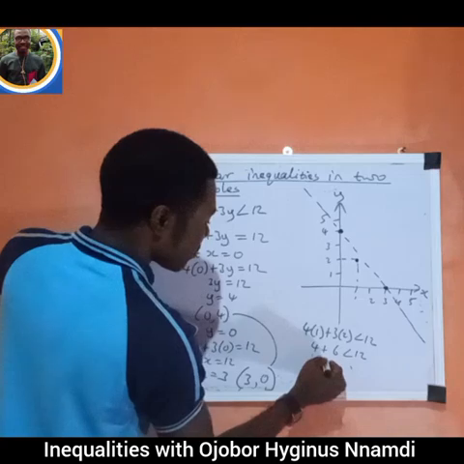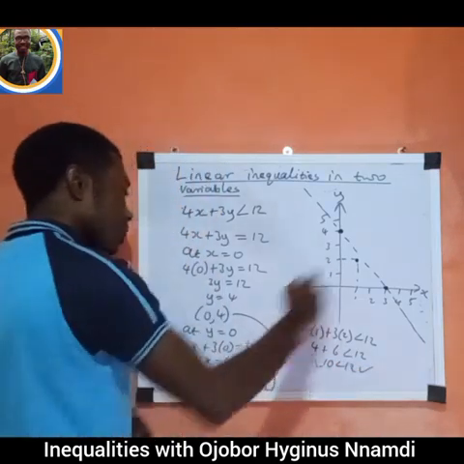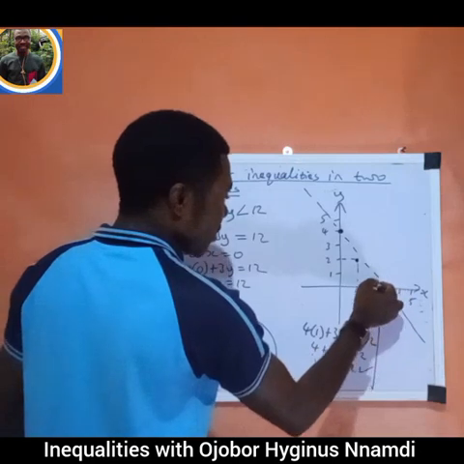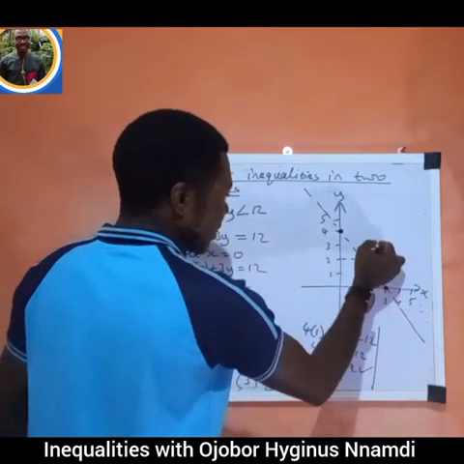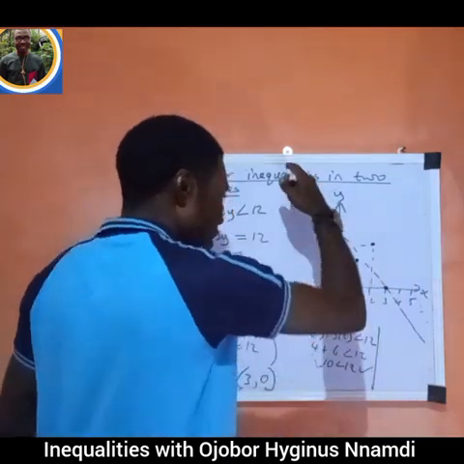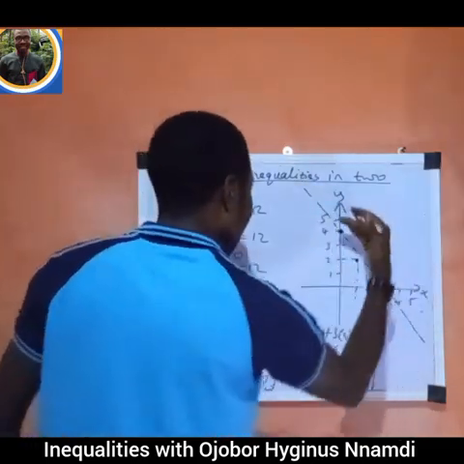6 plus 4 is 10. Is it less than 12? Yes, 10 is less than 12. So this region has already satisfied. But let us confirm using any point in this other region. I can use 2 and 3. 2 and 3 is already up. It's no longer in this region. We are looking at the region that this line divides, up and down.